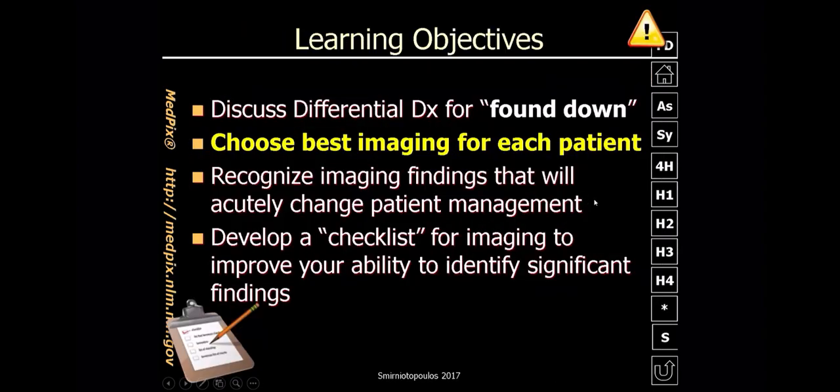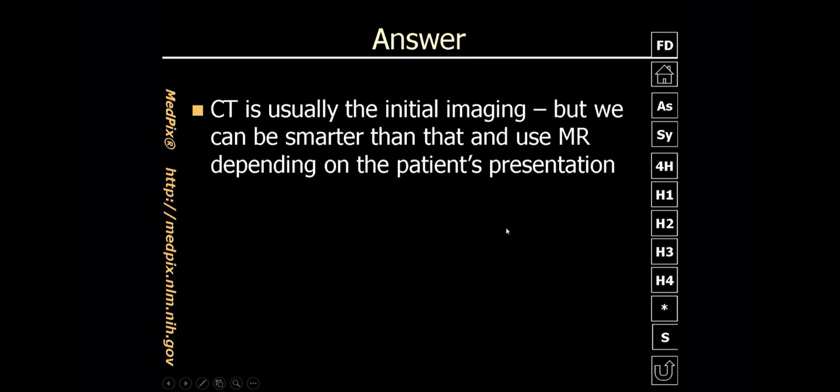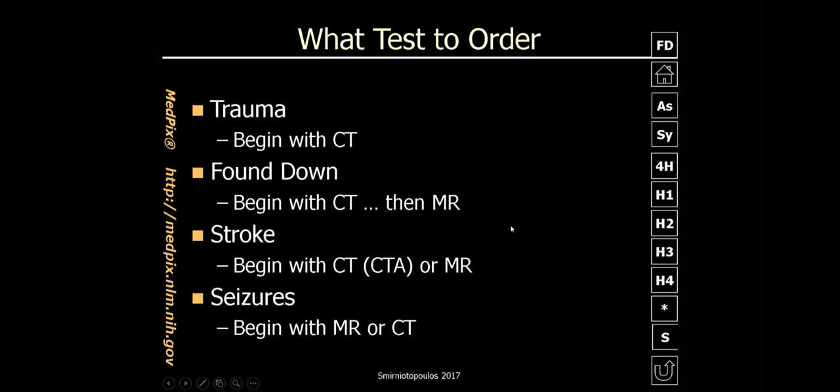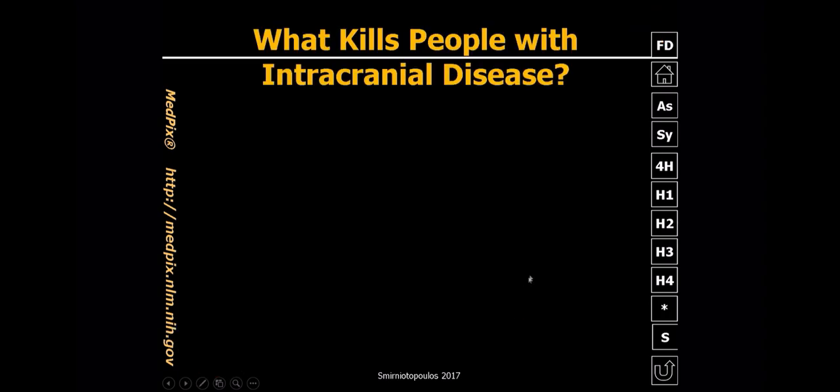So what's the best imaging? I think we all know that the primary go-to test that we use for a patient in the emergency room is going to be CT, but we can be a little bit smarter than that, and we can use MR in selective patients, especially if the patient comes in with a history of stroke. In some institutions, they're going to have an MR instead of a primary CT, and patients who present with seizures. So let's talk about recognizing the imaging findings that will acutely change the patient's management.